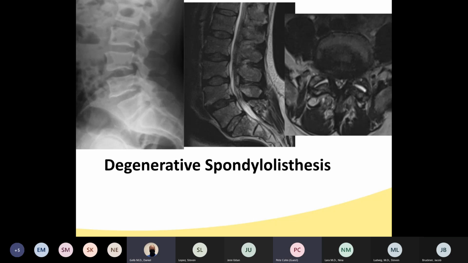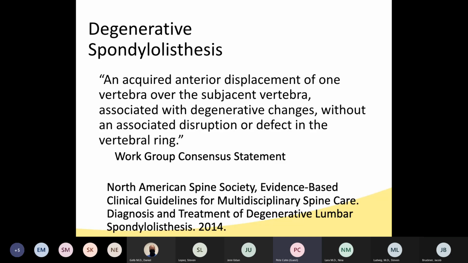So for the talk, I'm going to divide it into two. We're going to talk about degenerative spondylolisthesis first, and then I'll follow that up with some more research on isthmic spondylolisthesis, because they really are very different and separate entities in terms of etiology and how we treat them. Degenerative spondylolisthesis is an acquired anterior displacement of one vertebra over the subjacent vertebra associated with degenerative changes, without an associated disruption or defect in the vertebral ring.